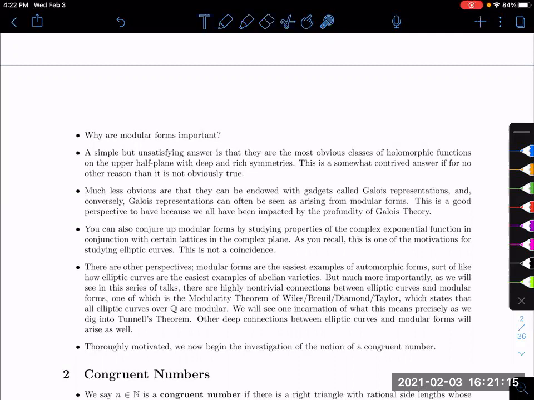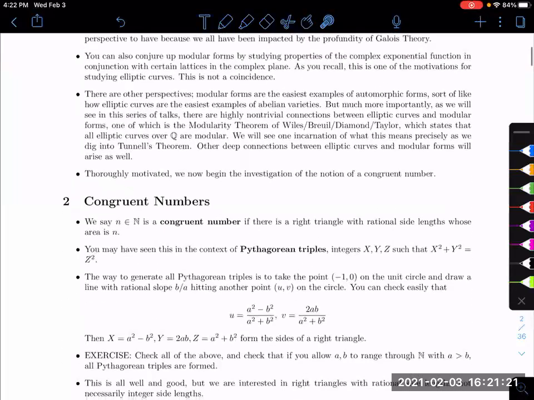Okay, so we're gonna start by looking at what it means for a number to be congruent. What is a congruent number? We say a natural number n is congruent if there's a right triangle with rational side lengths whose area is n. Basically, a number is congruent if it's the area of a right triangle with rational sides. You may have seen this if you studied basic number theory.